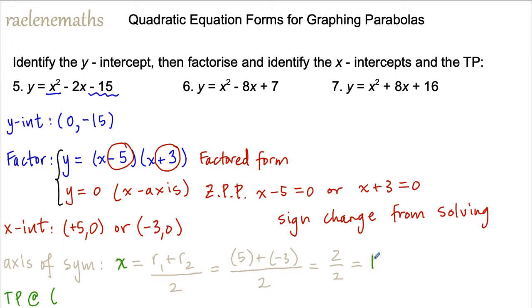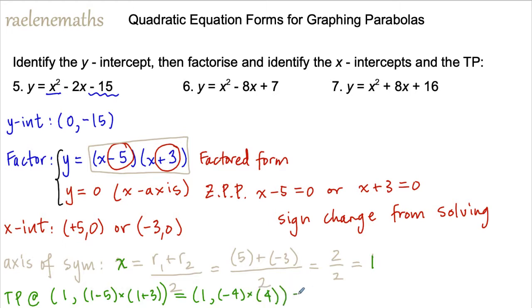All we need to do now is take that x equal to 1 value and substitute it into either the expanded or factorized form to get the y-coordinate for the turning point. So I prefer using the factorized form, and I'm going to substitute into this blue equation to get the y-coordinate when x is equal to 1. So inside the brackets for the coordinates, I'm simply going to write 1 minus 5 times 1 plus 3. So my x-coordinate is still 1, and my y-coordinate simplifies to negative 4 multiplied by positive 4. And I can get from here that my turning point is at 1, negative 16.